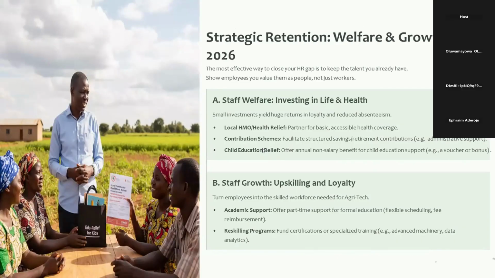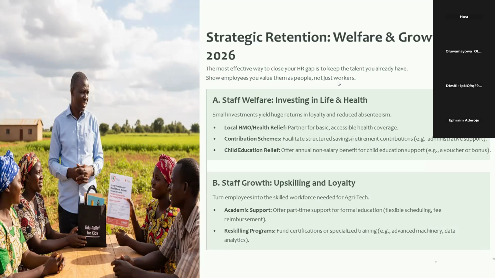I move to the next slide now. I put here some strategies for strategic retention. I call them strategic retention, which is welfare and growth for 2026.